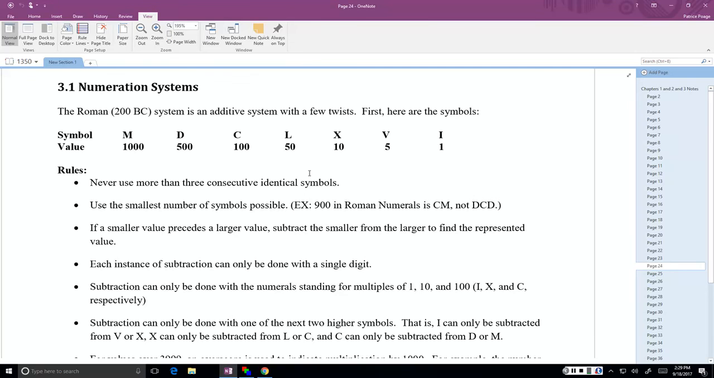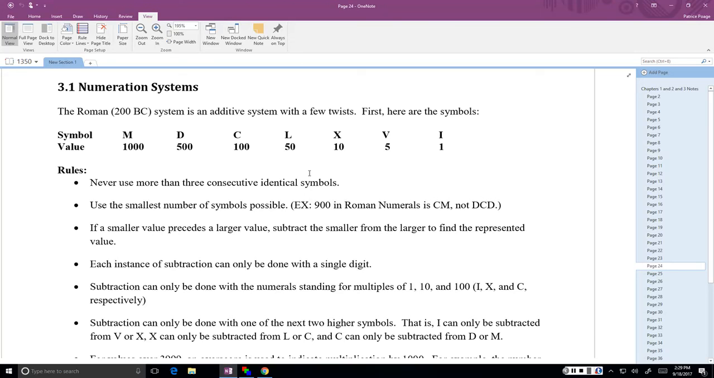If a smaller value precedes a larger value, you subtract it from the larger value. For example, if we put an I in front of the X, so a smaller one comes in front, then you subtract 1 from 10, and that would be 9. So IX is 9. Each instance of subtraction can only be done with a single digit. You can only subtract 1 letter. So we can't put 2 I's in front and say, oh, isn't that 8? No, can't do that. Can't subtract 2.